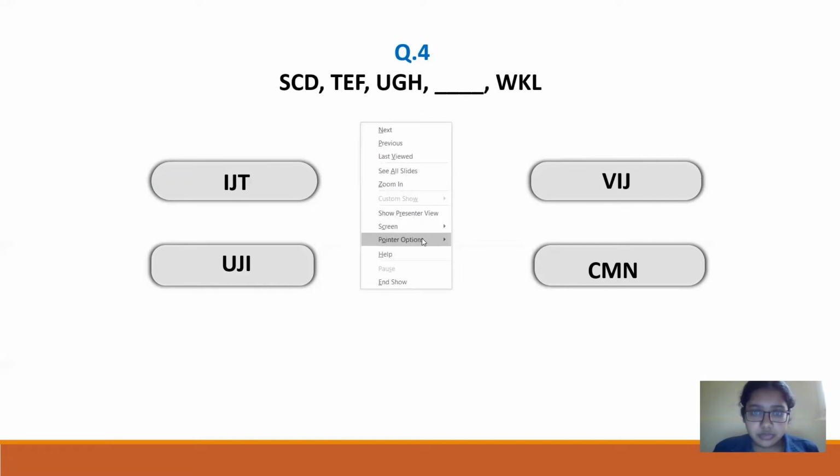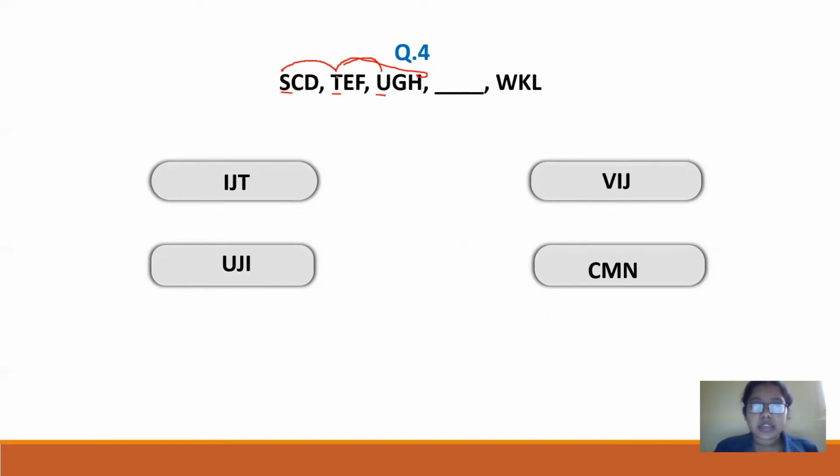So let's look at the pattern. If you see carefully, you will see that we have 2 series. S, T, U, S, C, T, U. Taking the first letter of every word, we get S, C, D, T, E, F. We are getting a series, that is S, T, U.